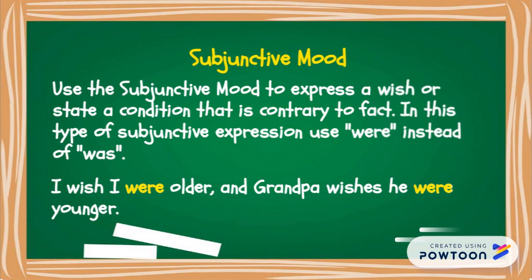We're stating a condition or a wish that's not what reality is. The reality is the speaker of this sentence is young, and Grandpa is old. Each one of them wishes that the condition is different. That's an example of subjunctive mood.